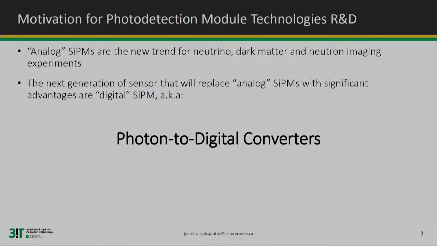But there's a next generation sensor that we call the digital SiPM. I think it's just an improvement, the big brother of the analog SiPM. Some people call it the digital SiPM, and the way we like to call it is photon to digital converter, by analogy with the analog to digital converter, because basically what it does is take a photon and convert it to a digital bit.